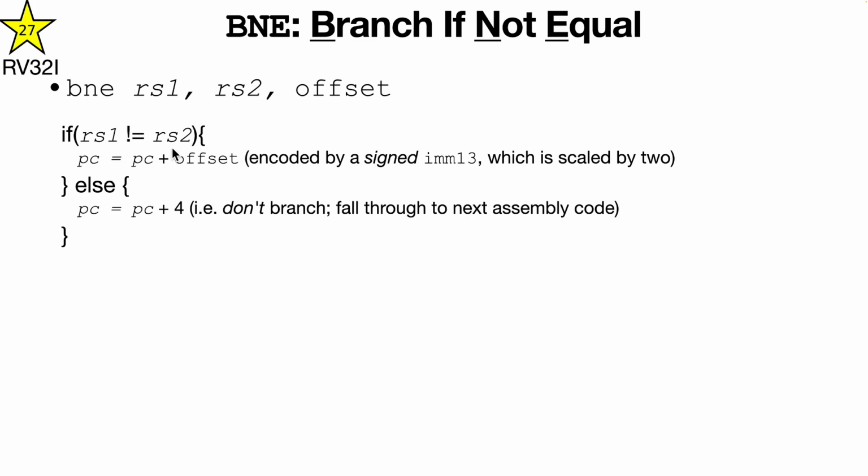So if they are equal, so if this condition is not true, then it's just going to fall through. It's not going to branch, and the next assembly instruction will be at PC plus 4 because we're dealing with a 32-bit non-compressed assembly instruction.